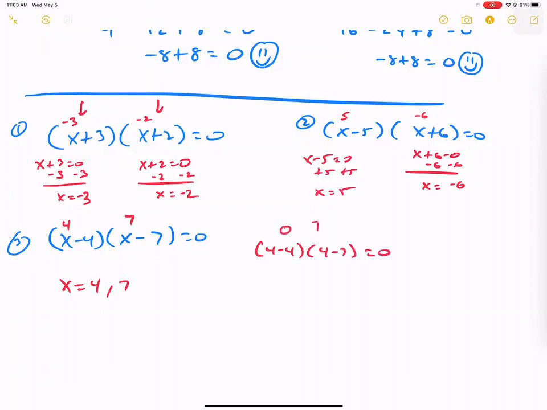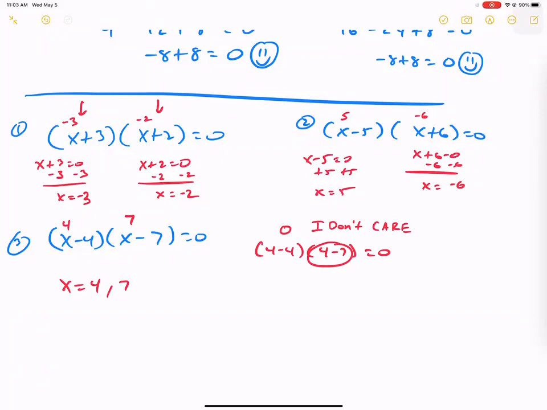0 times, I don't care. I don't care what this is, because what's 0 times anything? 0. And that's one thing I want you guys to realize. The zero product property allows you not to care what the leftovers are on the other side.